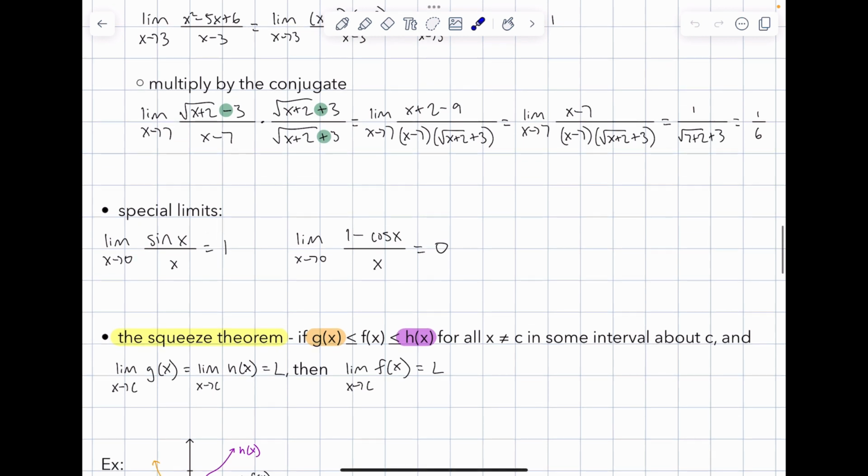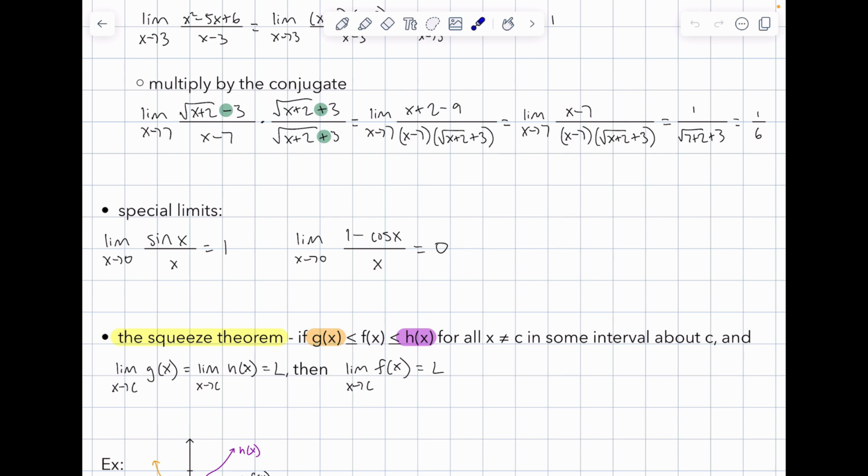You can also multiply by the conjugate, which is basically just multiplying an expression by the opposite sign, so it'll make sense here. The limit as x approaches 7 of the square root of x plus 2 minus 3 over x minus 7. The conjugate here, instead of subtraction, is going to be addition. So it's like flipping the sign. So you're going to multiply it by the square root of x plus 2 plus 3 over the square root of x plus 2 plus 3. And this is equivalent to 1, and anything times 1 is just itself, which is why you can multiply, right?